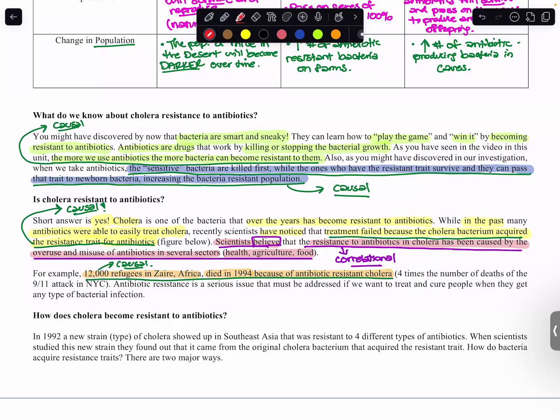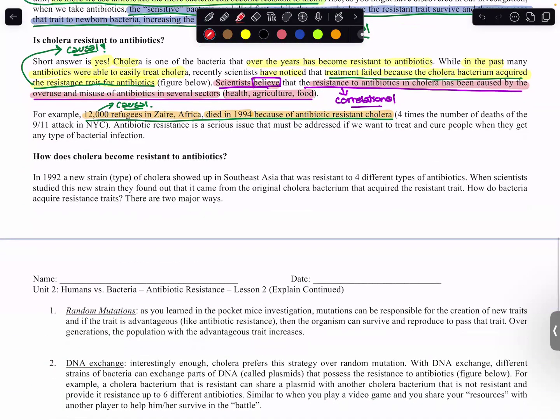Antibiotic resistance is a serious issue that must be addressed if we want to treat and cure people when they get any type of bacterial infection. So how does cholera become resistant to antibiotics? In 1992, a new strain or type of cholera showed up in Southeast Asia that was resistant to 4 different types of antibiotics. When scientists studied this new strain, they found out that it came from the original cholera bacterium that acquired the resistant trait.